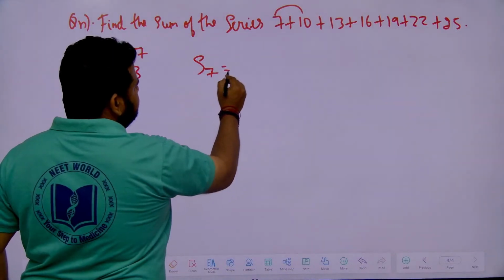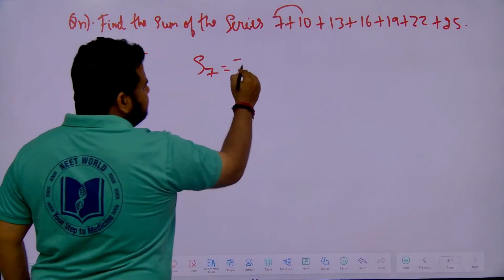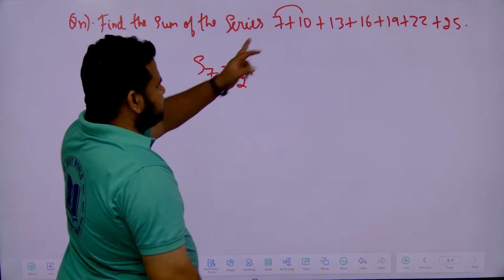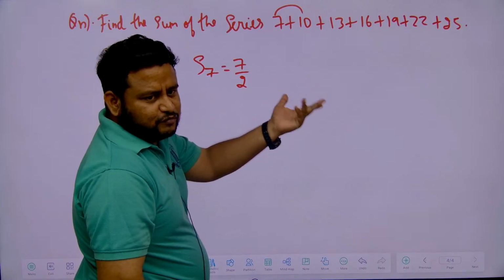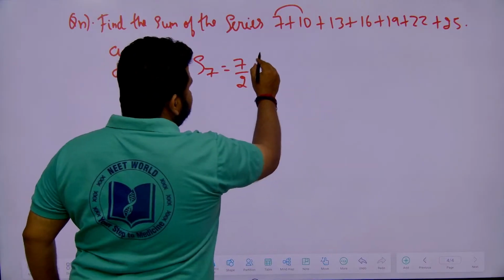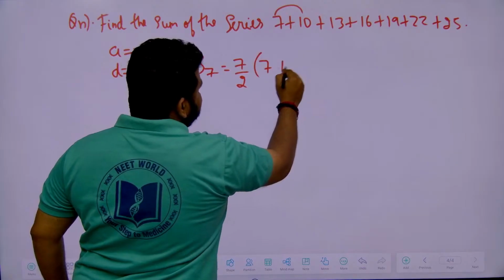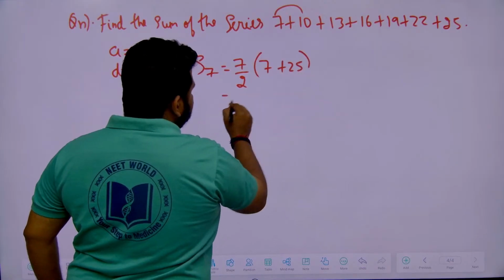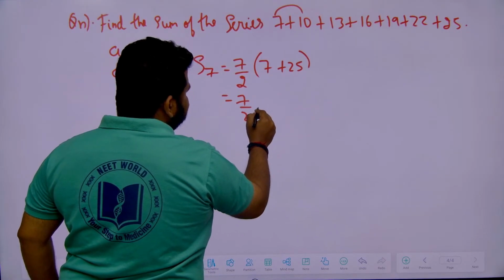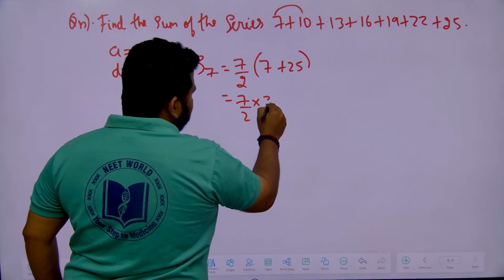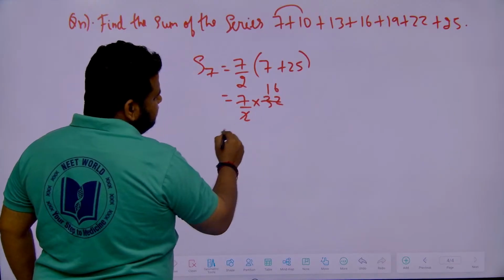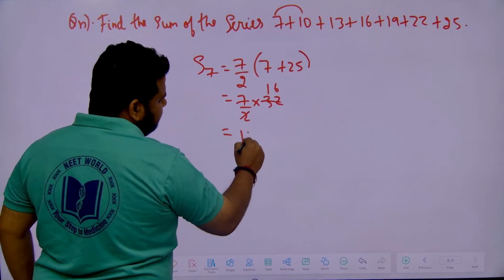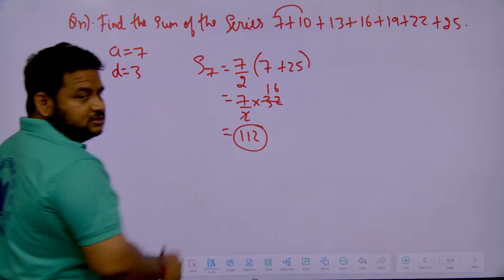So Sn is equal to n by 2, that is 7 by 2. Now the first term is there, what is the last term? 25. So I can use either of the two formulas. Let us use this formula. First term is 7, last term is 25. I will get 7 by 2 into 25 plus 7, which is 32. 2 ones are 2, 2 16s are 32. 16 sevens is how much? 112. I know you don't know. 16 sevens is what?